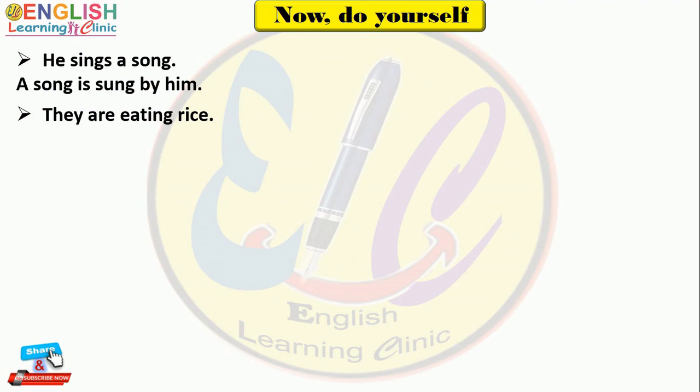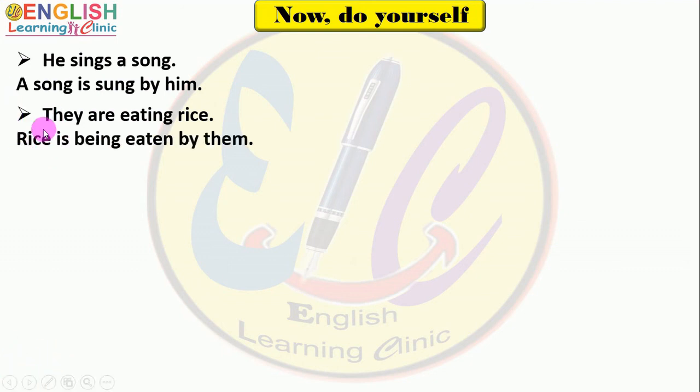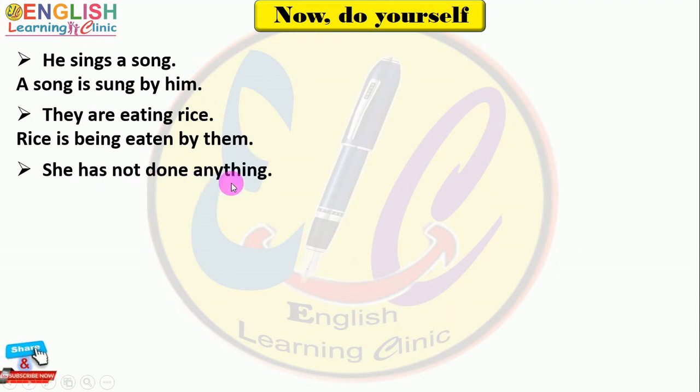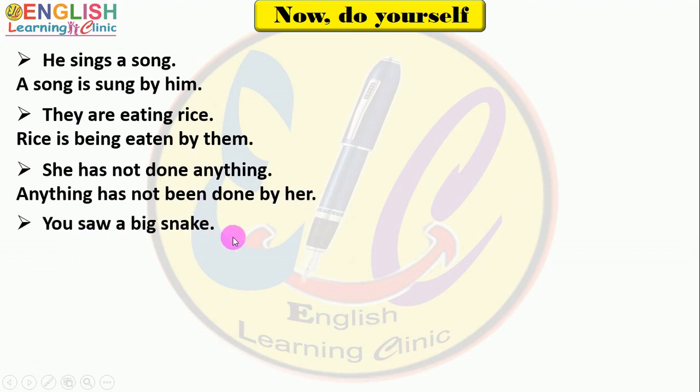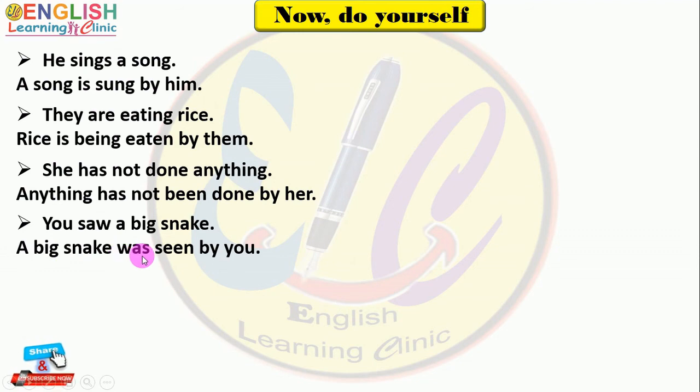Rice is third person singular number, so is being eaten is appropriate. The answer is rice is being eaten by them. She has not done anything. The passive voice will be anything has not been done by her. You saw a big snake. The answer is a big snake was seen by you.